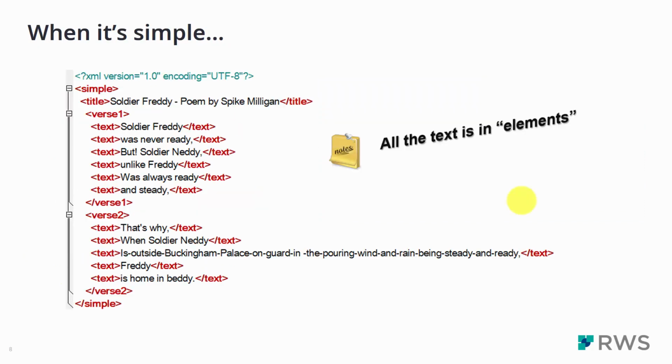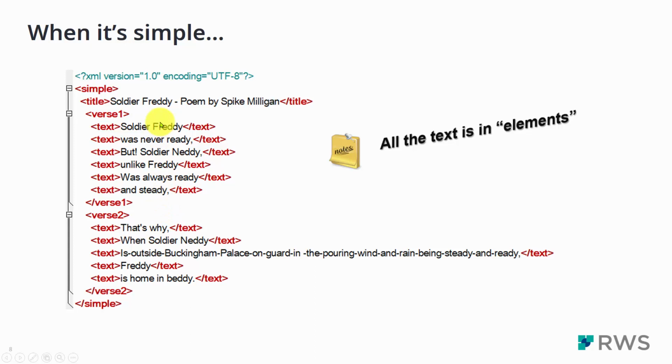So let's take a look at what that means, looking at some examples of some files. I'm just going to run through this first of all fairly quickly in the slides, and I'll show you this in more detail in Studio in a couple of minutes. So first of all, when it's very simple, all of the text is actually in the elements. So we can see here Soldier Freddy, poem by Spike Milligan, is inside the title element. Then Soldier Freddy is in a text element. Was never ready is in a text element. But Soldier Neddy was inside the text element, etc. All of the translatable text is inside elements.